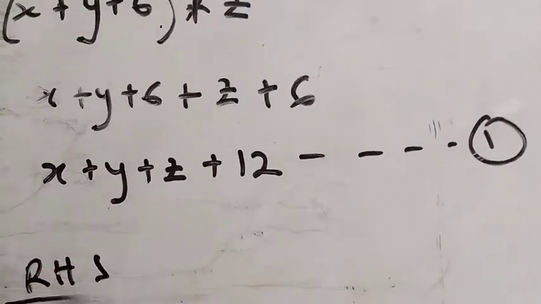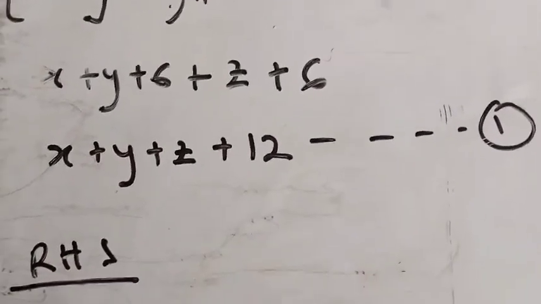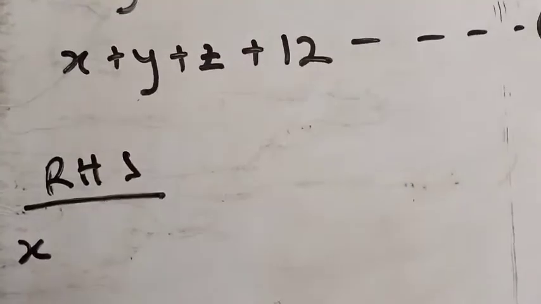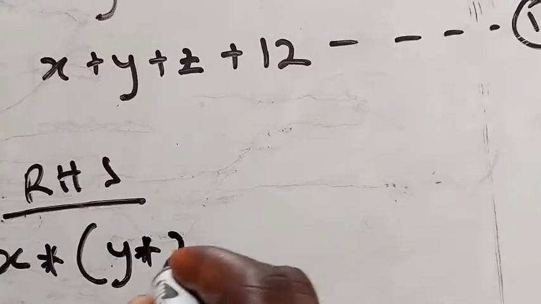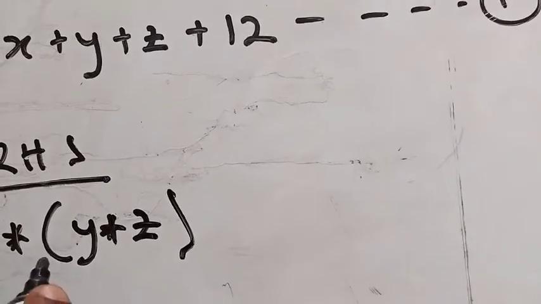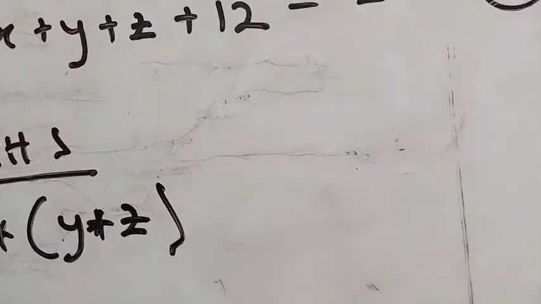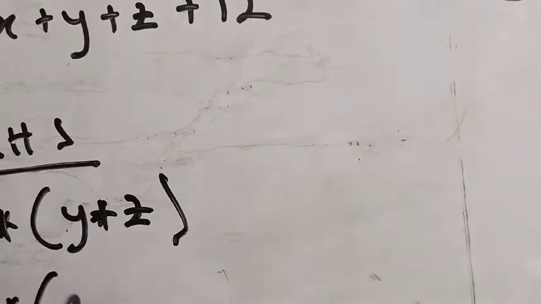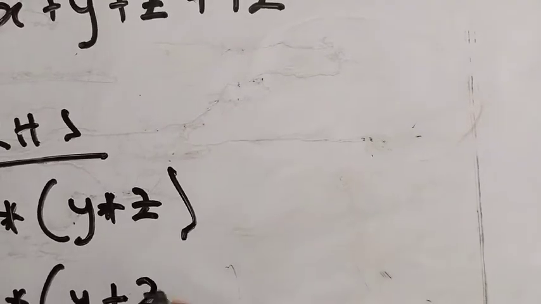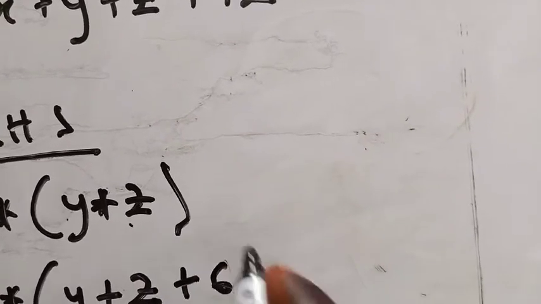So the right hand side. This is what I mean by the right hand side. We are going to leave the first person out, and then we choose to consider the second and the third first, right? So here we are going to have our Y out here, and then the operation says that you should pick the first person plus the second person, which is the Z, and then plus 6, right?